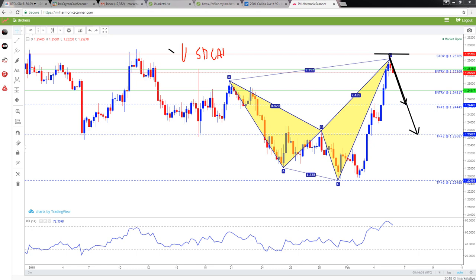CAD. Make sure you keep proper risk management, whatever that is for your account. You don't want to risk more than 2 or 3% in any one trade. So just keep a risk point for that.